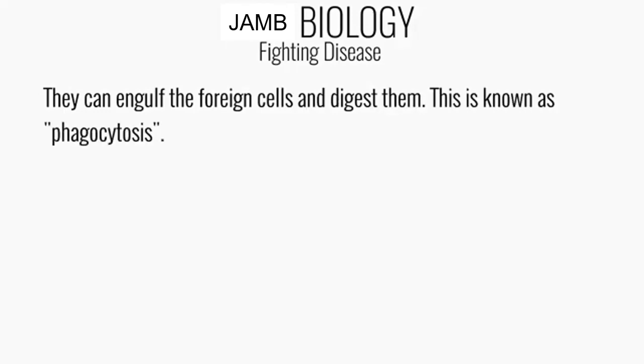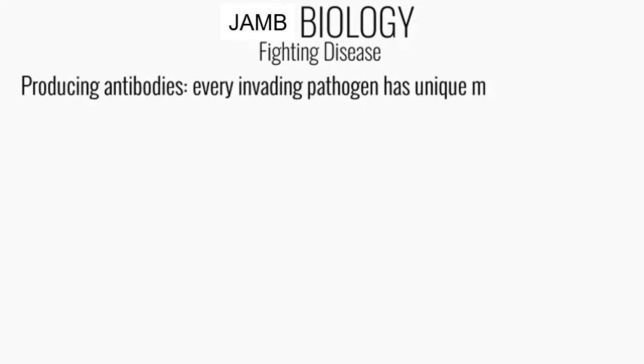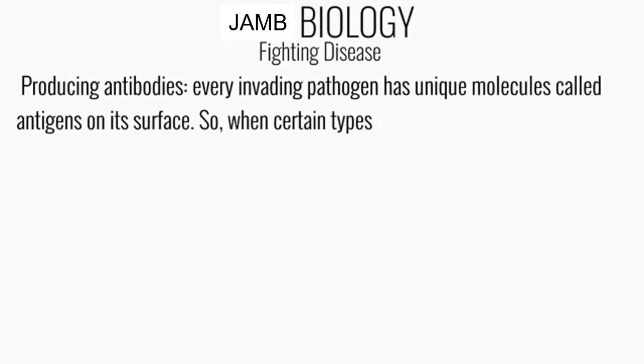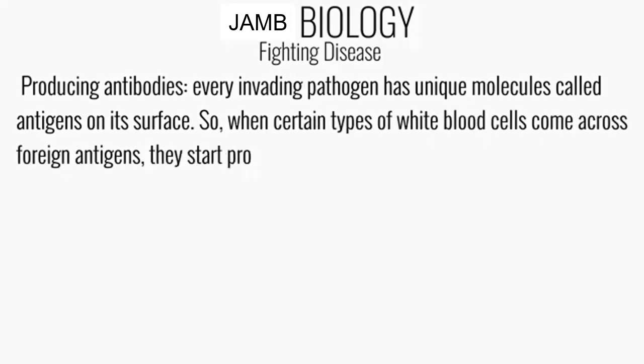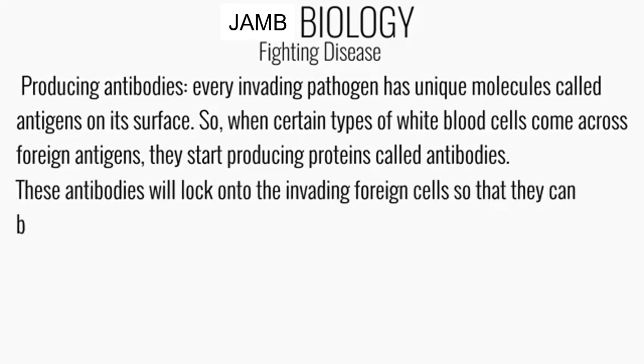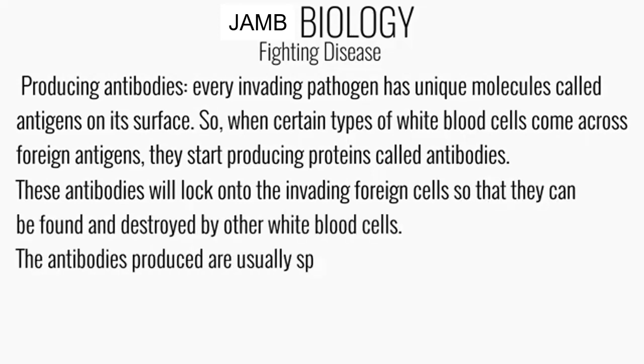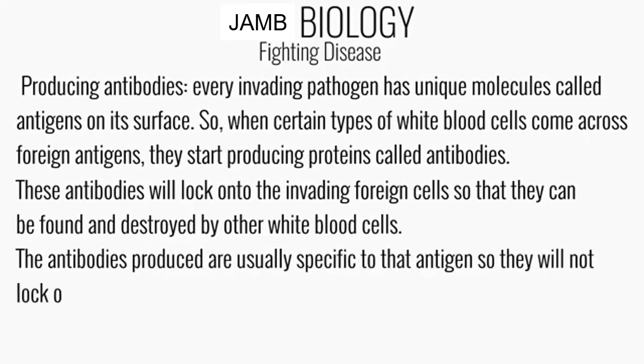The second line of action is by producing antibodies. Every invading pathogen has unique molecules called antigens on its surface. So when certain types of white blood cells come across certain foreign antigens, they start to produce proteins called antibodies. These antibodies will lock on to the invading foreign cells so that they can be found by other white blood cells and destroyed. The antibodies produced are usually specific to that antigen, so they will not lock onto other types.